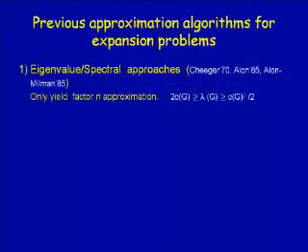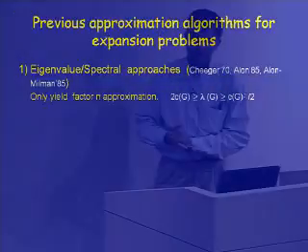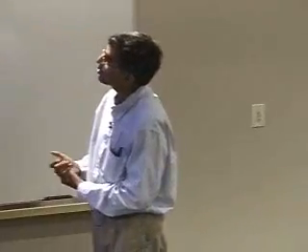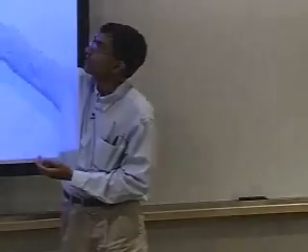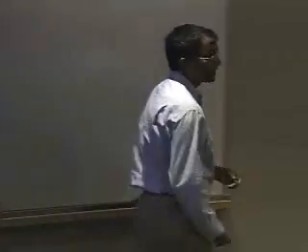Okay, so let me describe previous approximation algorithms for expansion problems. So there are the eigenvalue and spectral approaches, which originate in the work of Cheeger, which I already mentioned. These go via a connection between expansion and eigenvalues, which has had tremendous influence in computer science in general. But as an approximation algorithm for expansion and for these other problems, it's not great at all, because it only gives a factor n approximation.